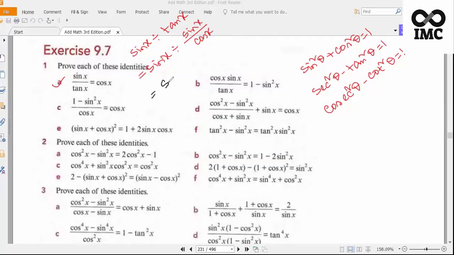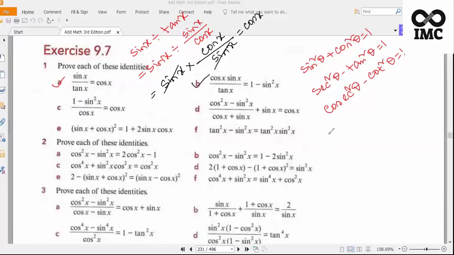Then if I do the reciprocal, because we know that if there is a division, we can convert the division into multiplication and do the reciprocal. So it will be cos x by sin x. After cancelling sin x and sin x, we will get cos x. Very simple idea.